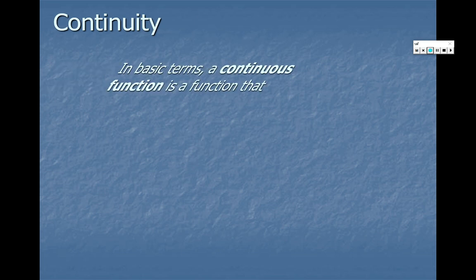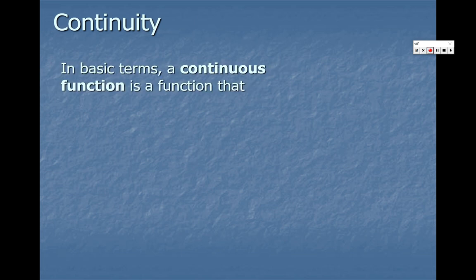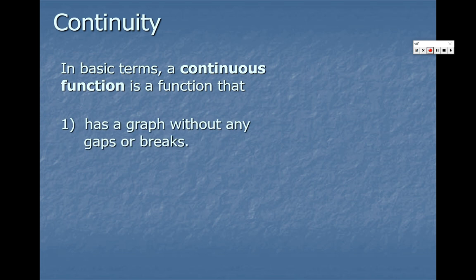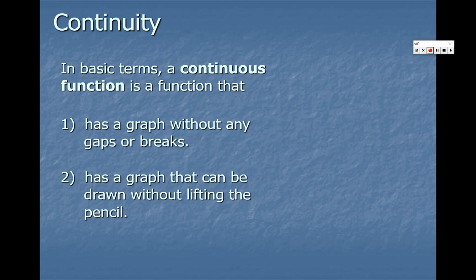Continuity. In basic terms, a continuous function is a function that has a graph without any gaps or breaks, a graph that can be drawn without lifting the pencil. Either of those two things can be true. You can think of it either way, and that's what a continuous function is.